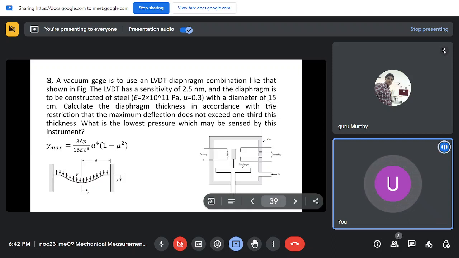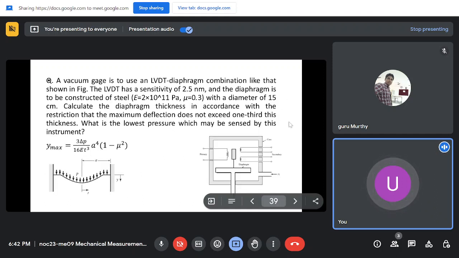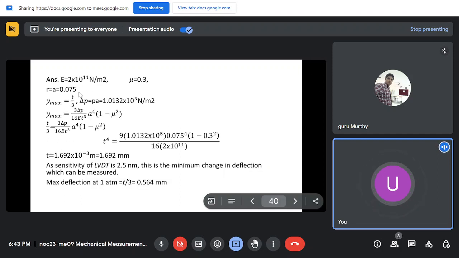Sorry, the diameter is 15. I'll make a change here. The diameter is 15, so the radius is 15 by 2, which is 7.5 centimeter, which is 0.075 meter. So the radius is 0.075 meter or 7.5 centimeter.